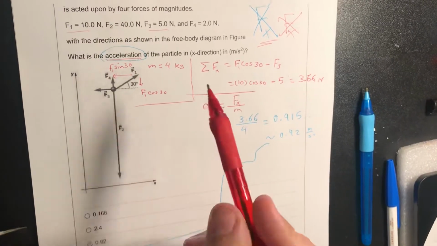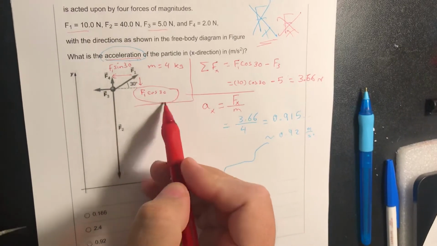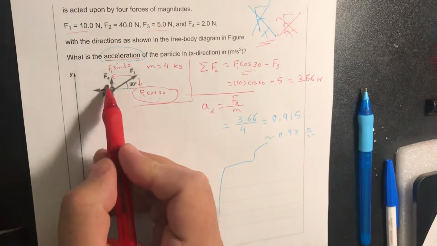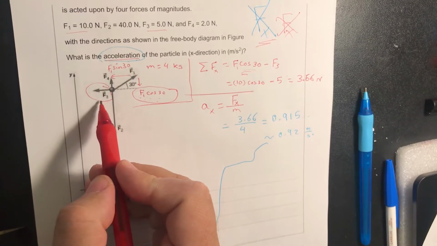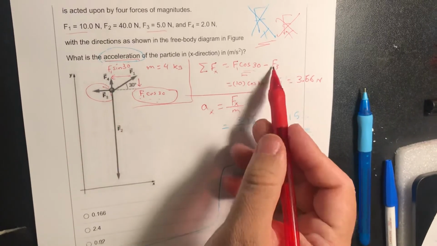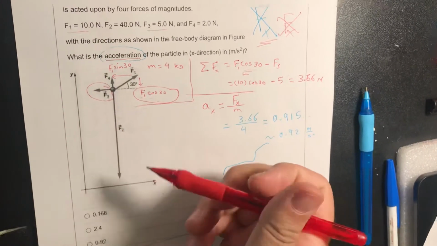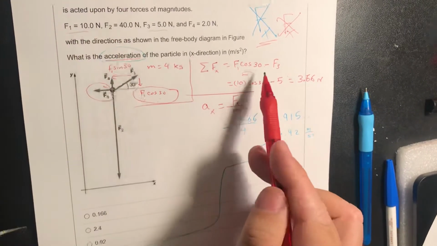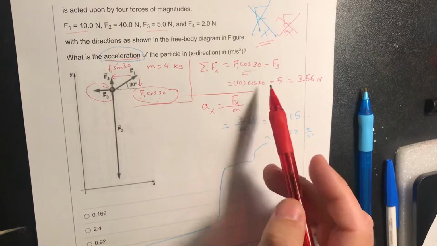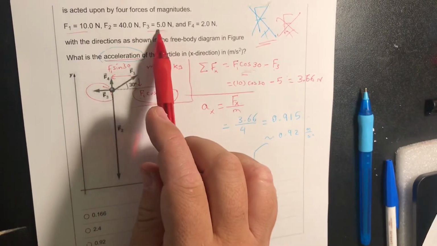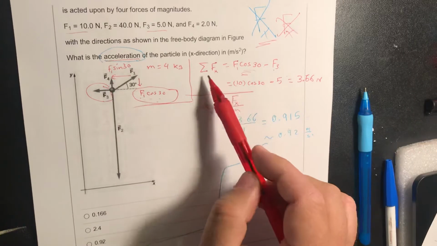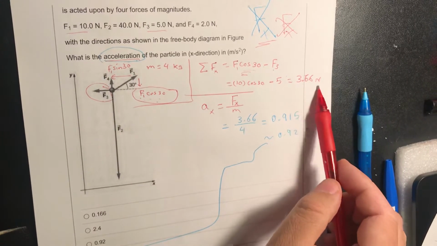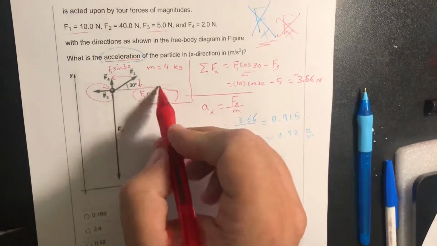Simply, it is the forces in the positive x direction, which is f1 cosine 30. In the negative x direction, we have f3 with a negative sign because it is in the minus direction. f1 is given, cosine 30 can be found, and f3 is 5. Then the total F in x direction is 3.66 newtons. Positive means in the positive x direction.